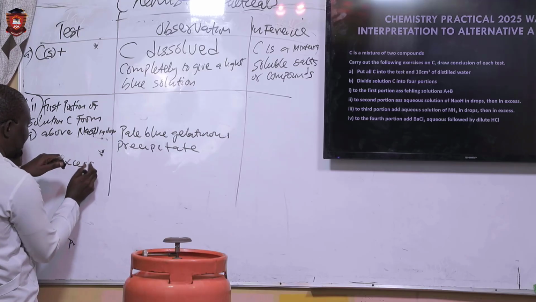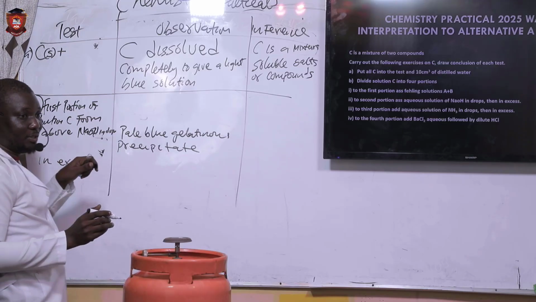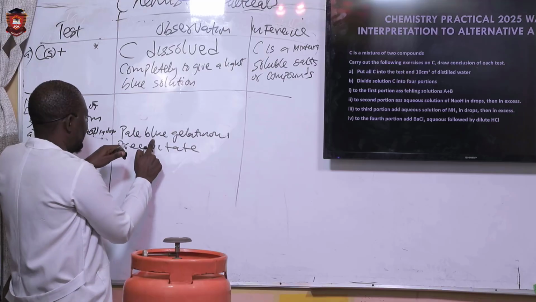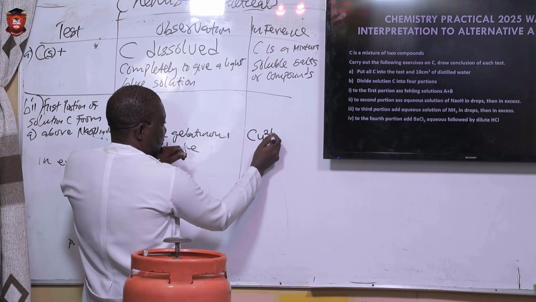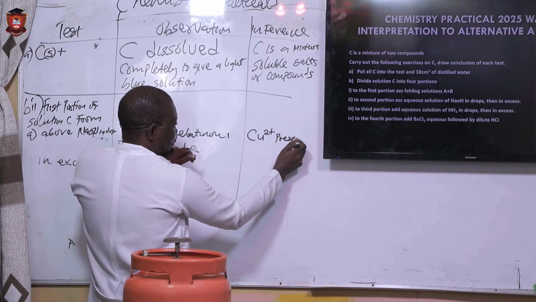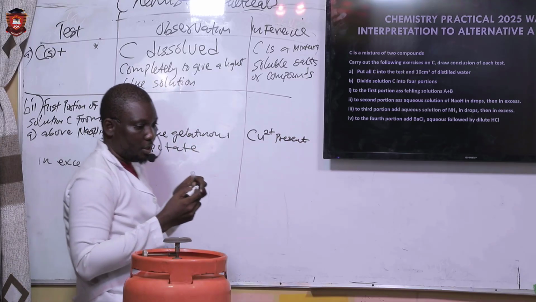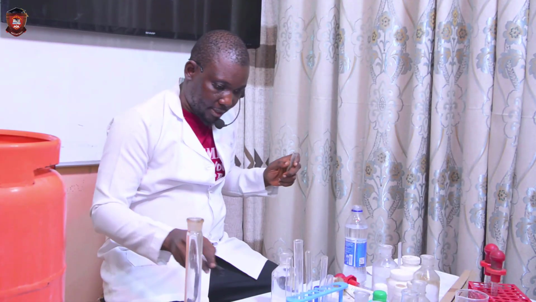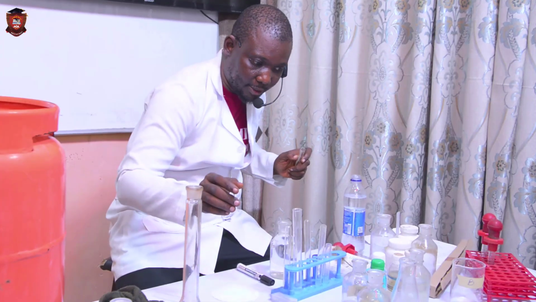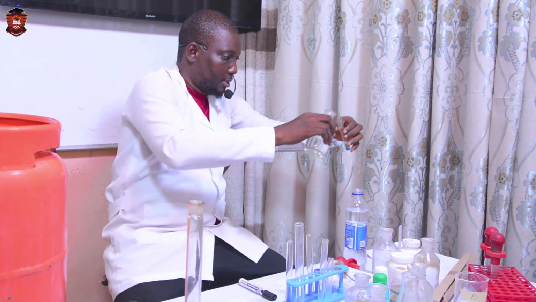What happened in excess? You write it down. So the only ion that will give you this particular color with this particular NaOH is what? Copper 2 ion present. There is no competing ion here. Okay, let's see what happens if we add it in excess of the alkali.